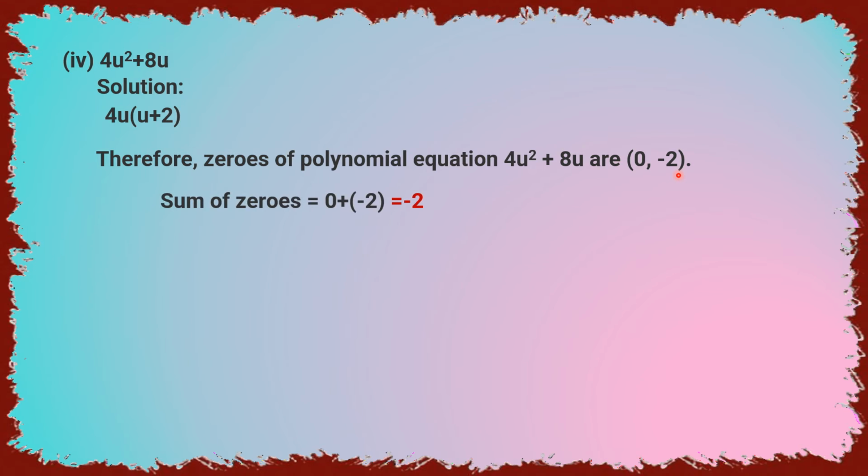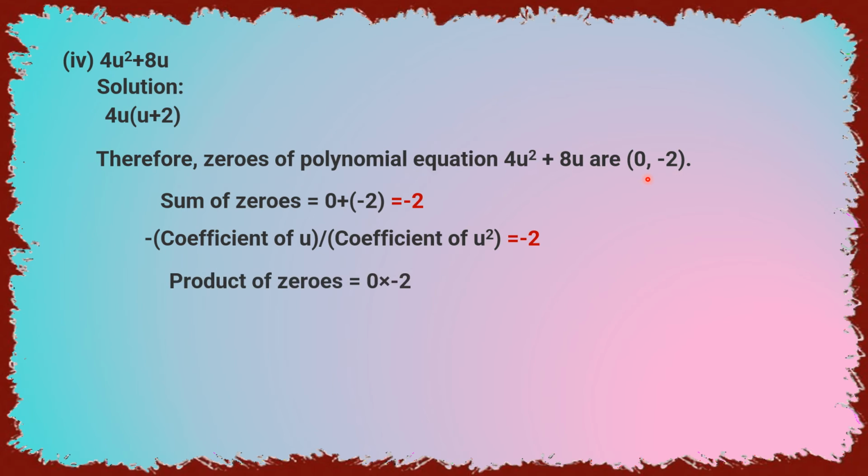Now let us add these two. We get minus 2, and sum of the zeros equal to minus coefficient of u, minus 8 divided by 4, that is minus 2. Now let us find the product. If you multiply these two, we get 0, and if you find the constant term divided by coefficient of u square, constant term is 0, so we get 0 by 4 is equal to 0, hence verified.